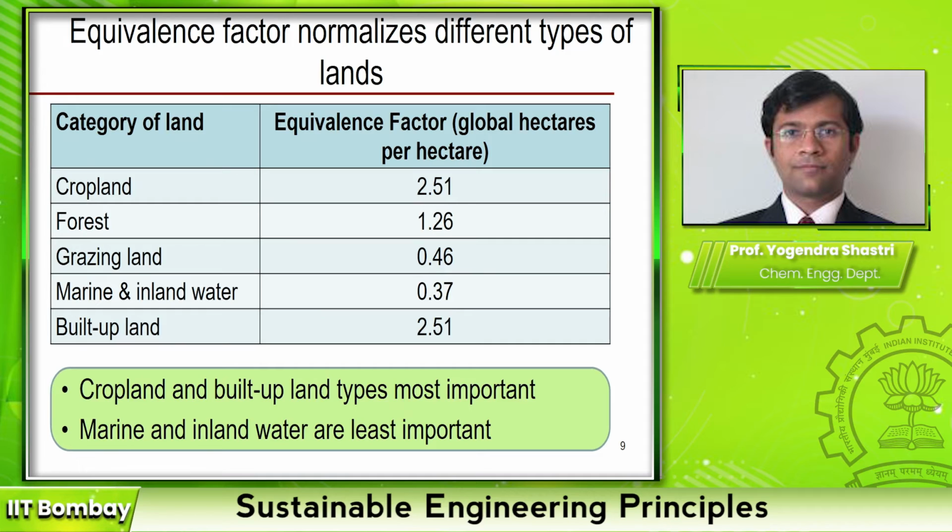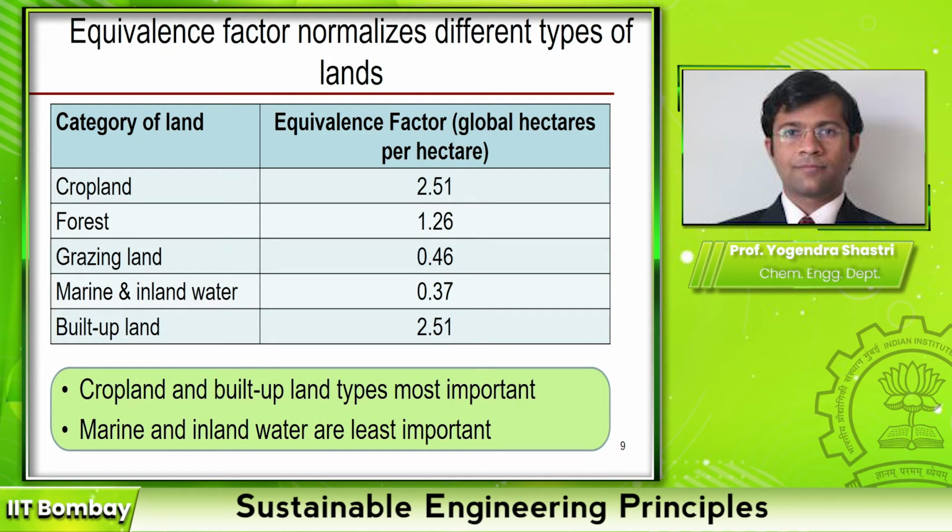So this is considered by considering a factor known as equivalence factor. And this table shows the equivalence factor for different types of land that I mentioned on the previous slide. And the unit for equivalence factor is global hectares per hectare. So when I say that the cropland equivalence factor is 2.51, it implies that 1 hectare of cropland is equivalent to 2.51 global hectares. 1 hectare of forest land is equivalent to 1.26 global hectares, and so on.